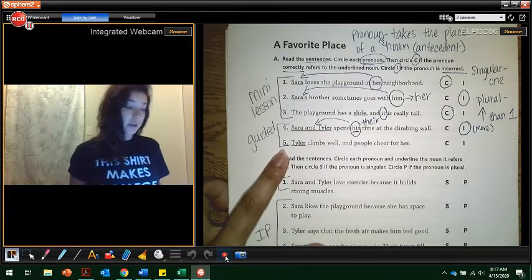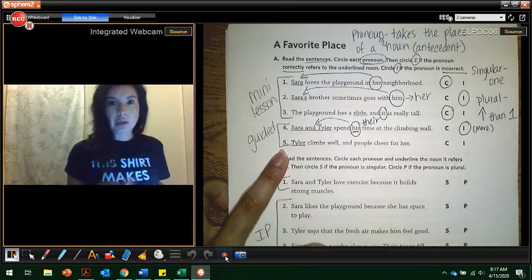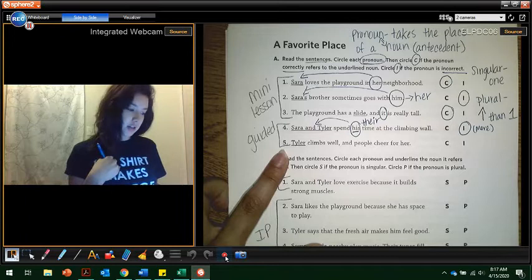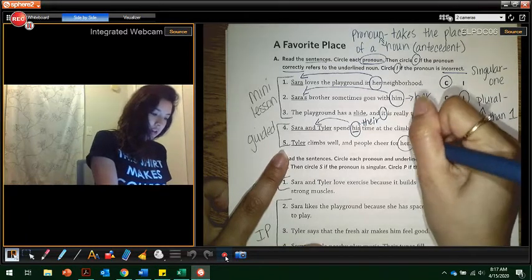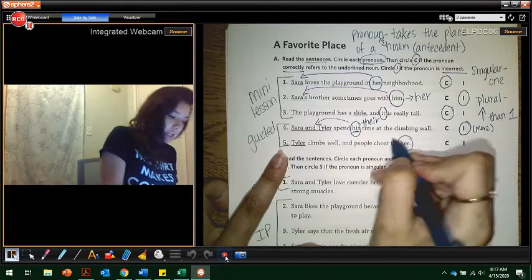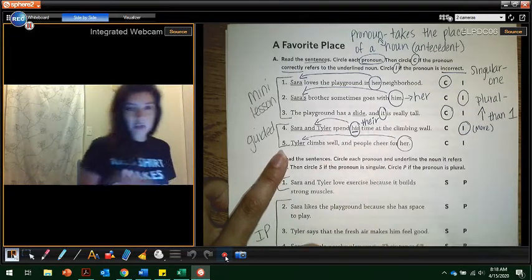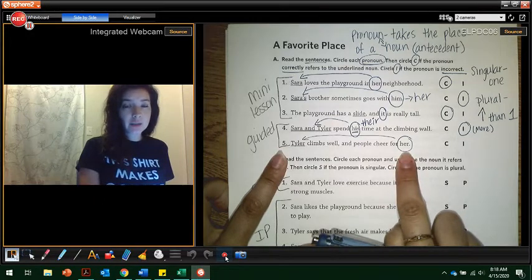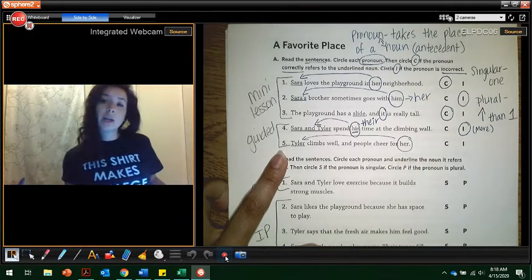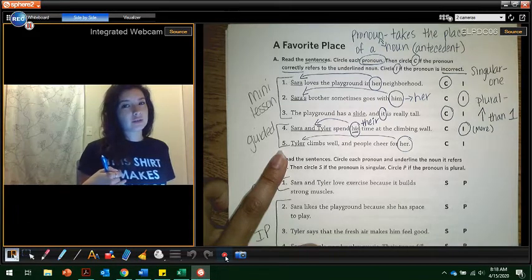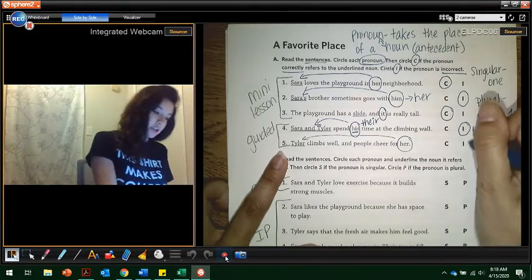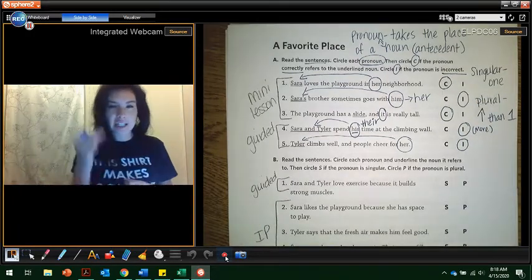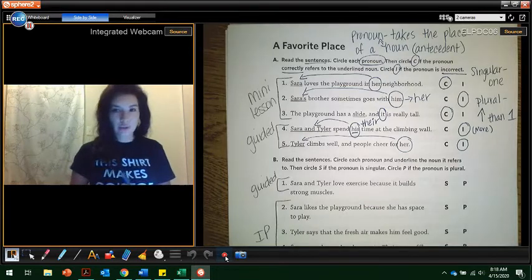Let's go to number 5. Tyler climbs well and people cheer for her. Oh, even while just reading, could you hear that mistake? Because I could hear it. I noticed they're using her as a pronoun. But in this story, Tyler is a boy. So is her the appropriate pronoun to replace it? So would you say that's correct or incorrect? Incorrect. So I circle that. Challenge again. And I bet you know this easy. What do you think we should replace her with?